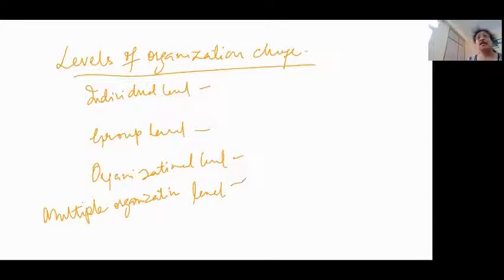Now let us quickly see what issues we have at each of these levels as far as changes take place. So what actually changes at individual level? What things change at individual level? Individual level, what is the unit? Unit is the employee, isn't it? Employee is the unit. So at the level of employee, what is changing? Employees are changing, isn't it?